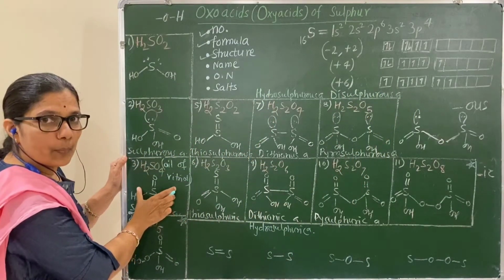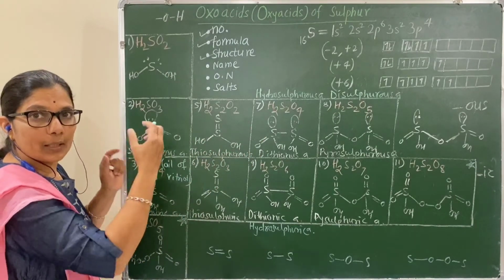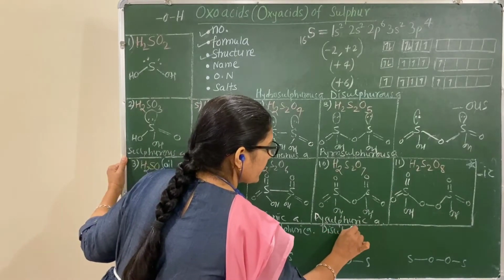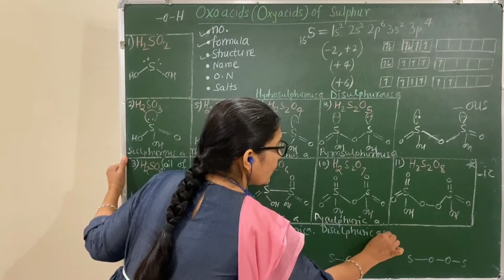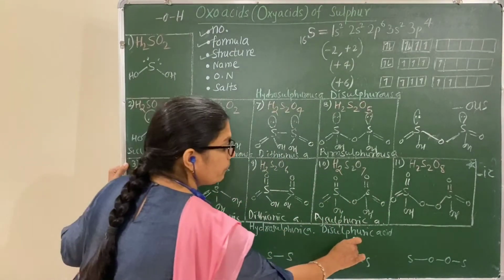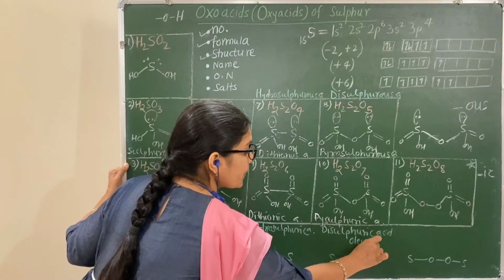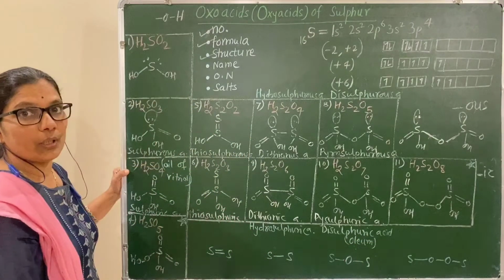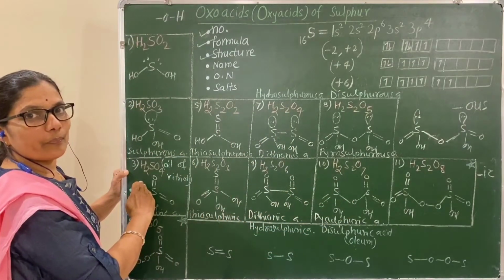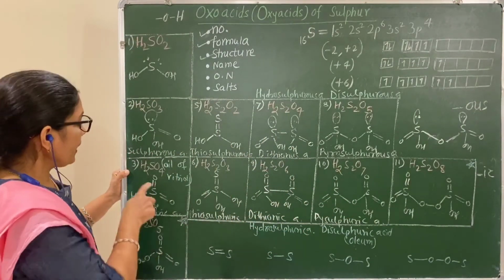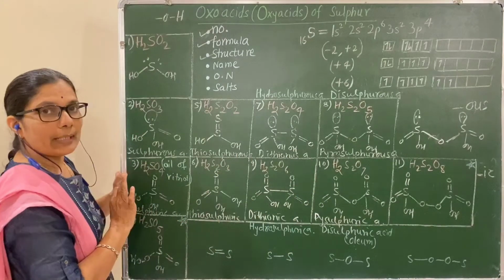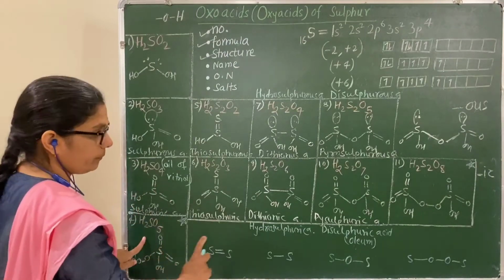Similarly, here it is sulfuric acid, again two sulfuric acids joined, remove H2O, therefore it is disulfuric acid. You know this one, H2S2O7, it is oleum. In the preparation of sulfuric acid, you studied that oleum. In that, if you add water, again sulfuric acid is formed. Or in this sulfuric acid, if you pass SO3 gas, oleum is formed. Now let us see the names of these two.